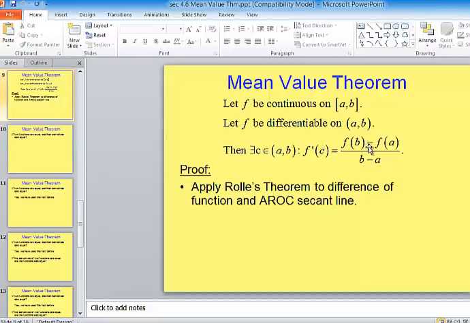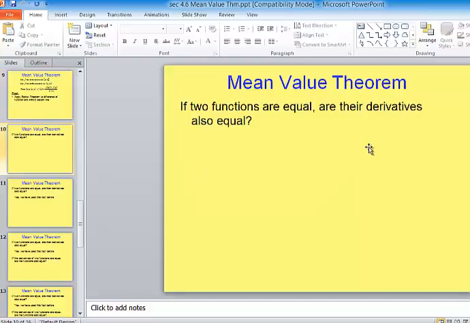The slope of the tangent line somewhere has to equal the slope of the secant line. This was the mean value theorem. That was a cool proof, but I'm not going to do it now. But it turns out that there are some really cool consequences of the mean value theorem that apply to what we want to study today.